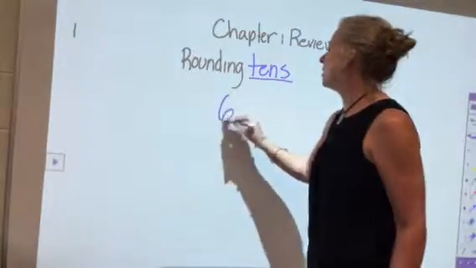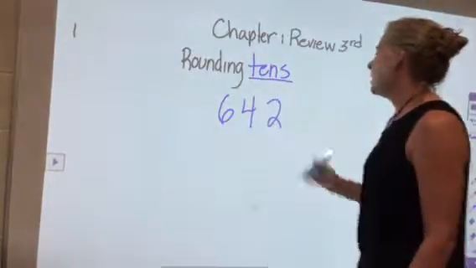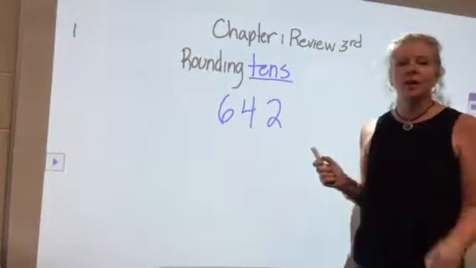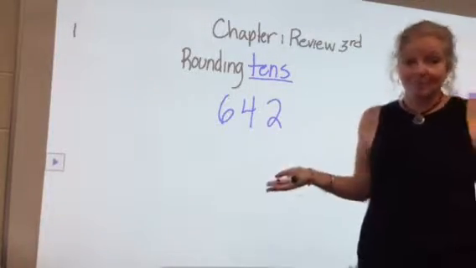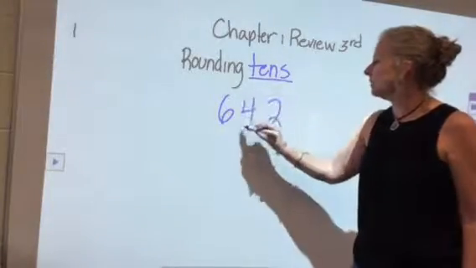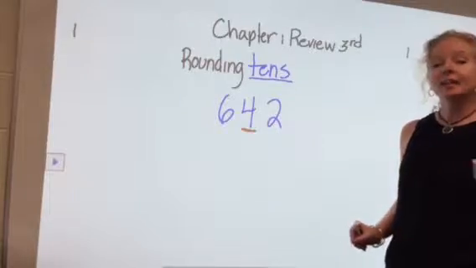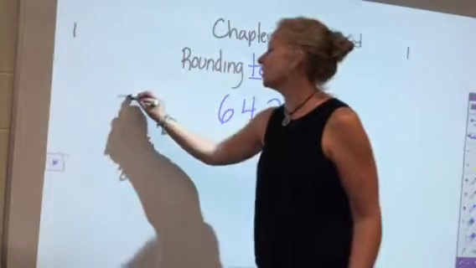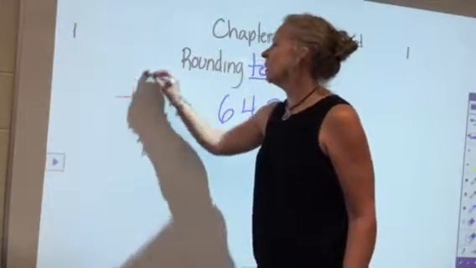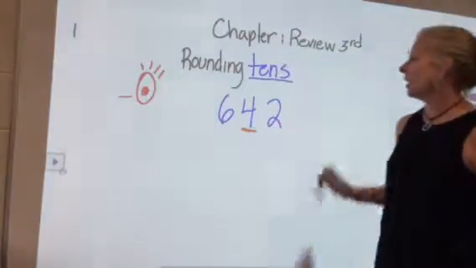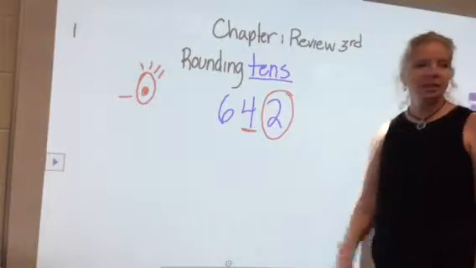You just have to pay attention to the word, tens. So if I have this number, 642, and I'm rounding to the tens, I have to first underline the place I'm rounding to. What place am I rounding to? Tens. Ones, tens. I underline that. Then the next step, first I underline, then I circle, because that's the one that I'm looking at, right? I'm going to circle the digit that's next to it.